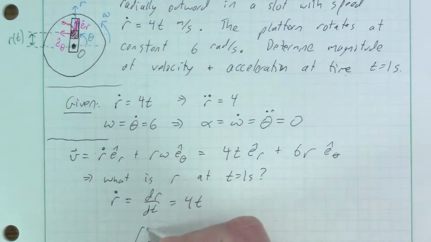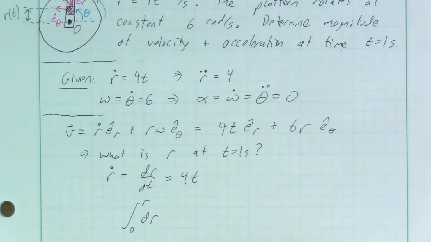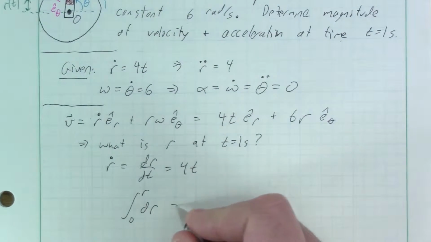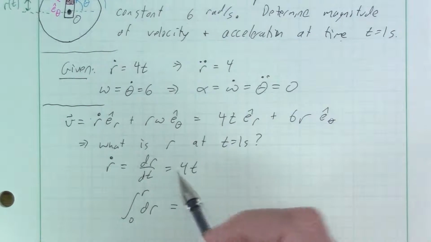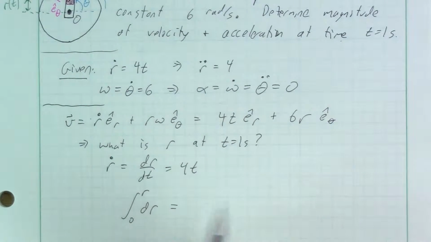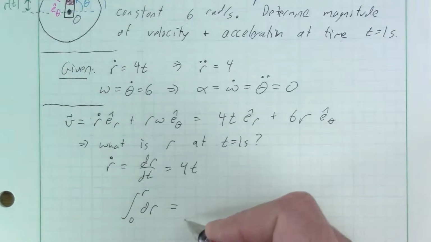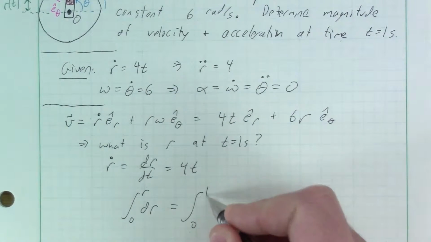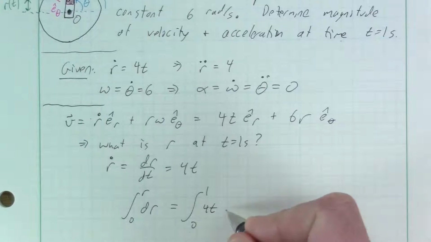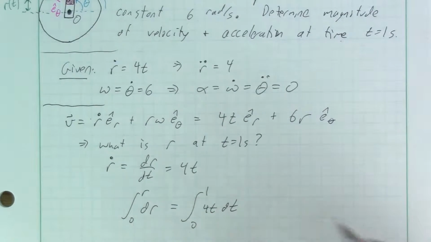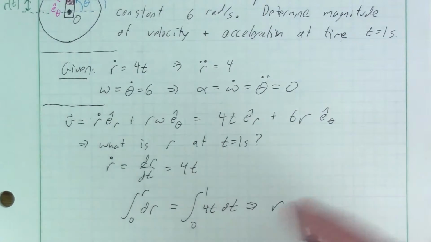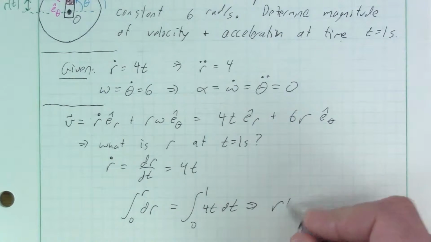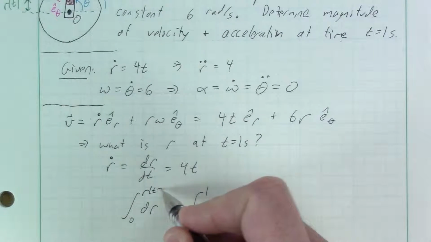dr from 0 to r equals... the thing about this is separating the variables, so multiply both sides by dt and then integrate in time. Well, this is just going to become the dr integration, and then over here we're going to integrate in time from 0 seconds to 1 second. Okay, so our radius, now this is going to be the radius at time equal 1.